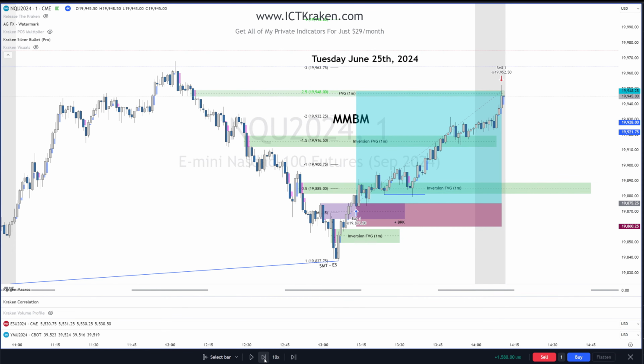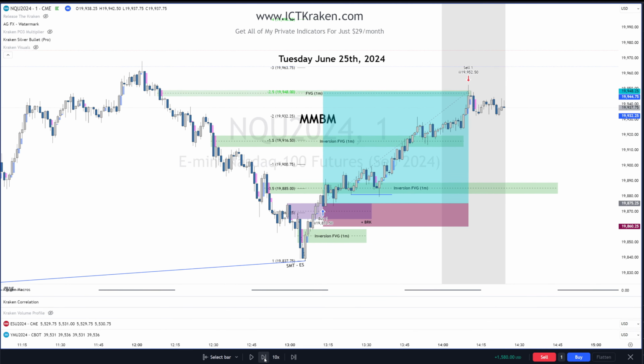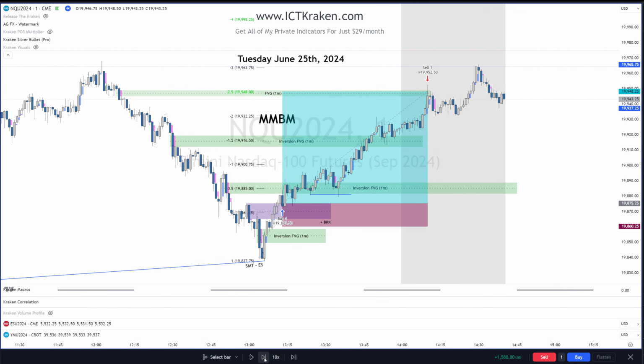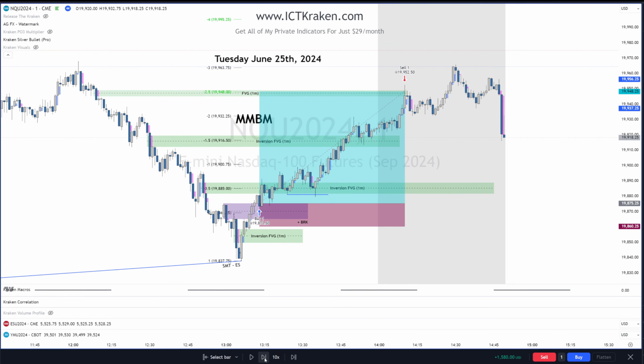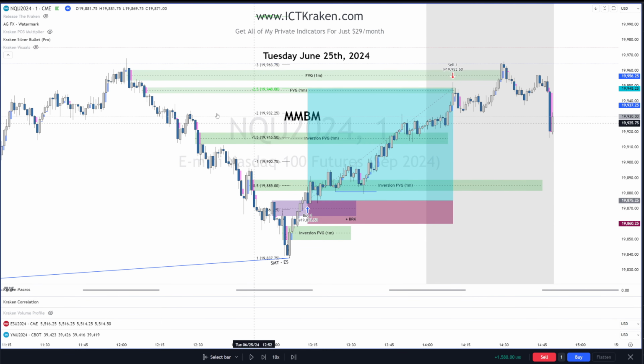Okay, there we go. That's good. Let's see what we have. Let's see if we get to the stop or not. Don't think we do. But I think what we do is we fill in this fair value gap. We trade into this fair value gap, but don't take out the high.